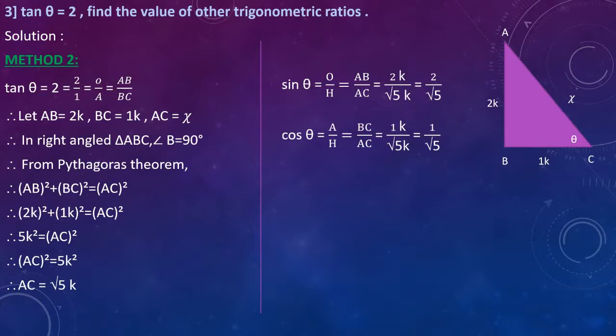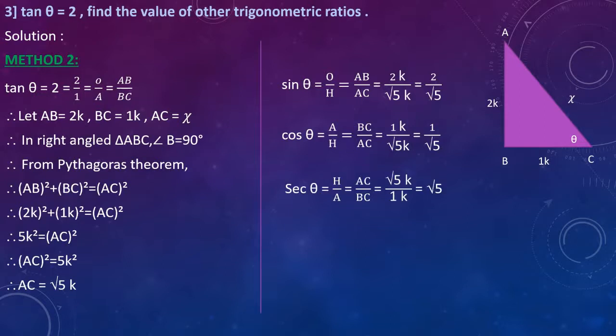Next is cos theta. Now cos theta is adjacent upon hypotenuse. So the adjacent side of theta is BC and the hypotenuse side is AC. BC is 1K and AC is equal to root 5K. So again K and K in the numerator and denominator will get cancelled and we get the answer as 1 upon root 5. So therefore cos theta is equal to 1 upon root 5. Now next is tan, but the value of tan theta is already given in the question, so we need not find it. We will find the next value, that is sec theta.